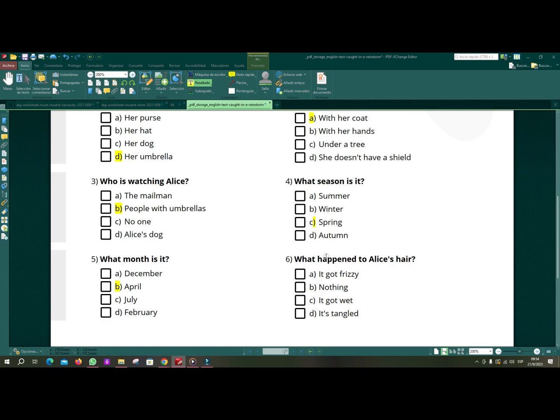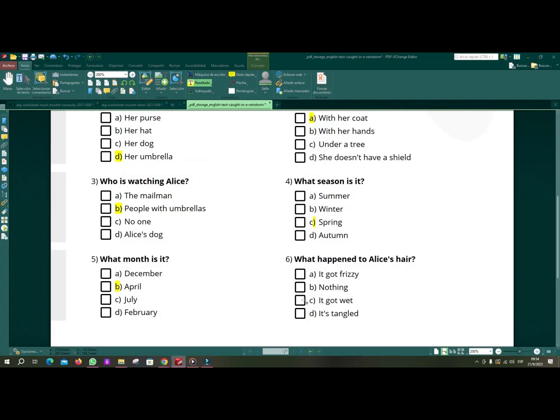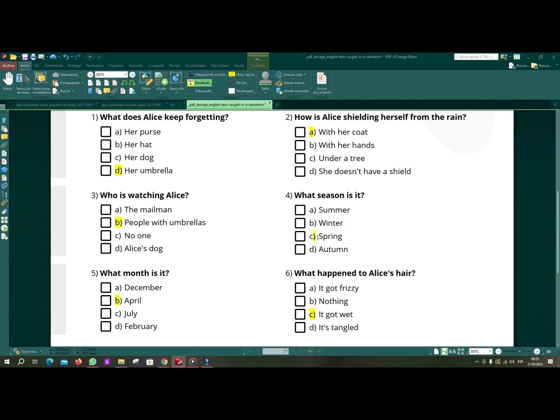And the last one. What happened to Alice's hair? It got frizzy, nothing, it got wet, or it's tangled. What do you think about that one? ¿Qué le pasa al cabello de Alice? Don't you have the answer? Oh, okay, so that would be, it got wet. Okay, that would be the answer for number 6.